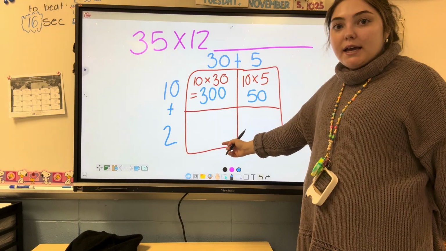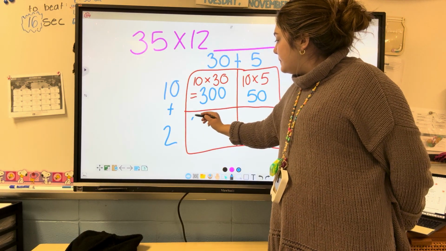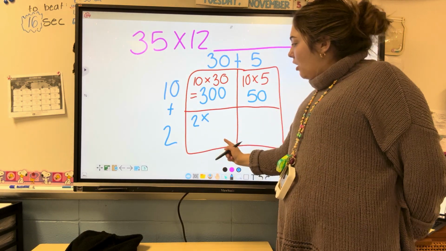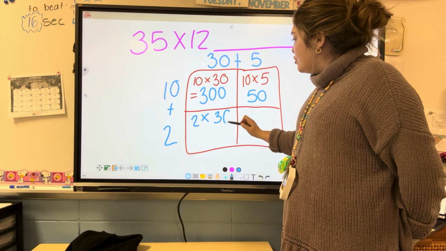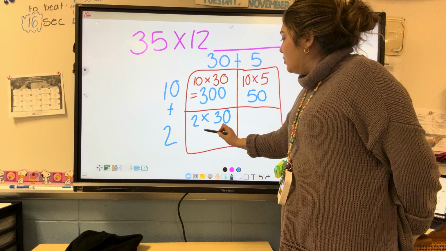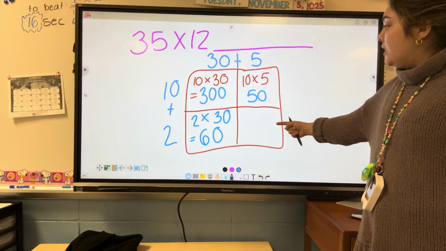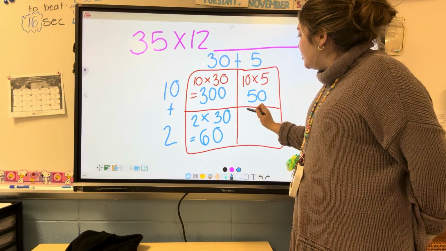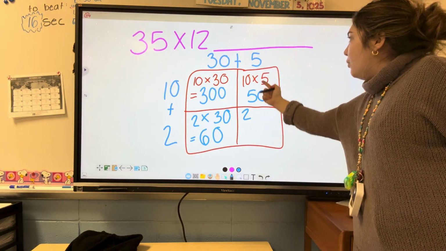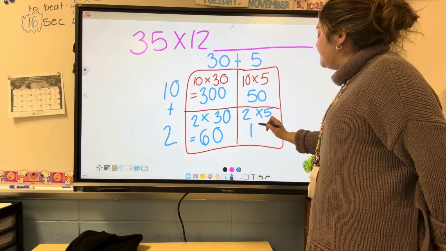I come down here. Again, I look all the way to the left. I have a 2. Look all the way to the top. I have 30. 2 times 30 is going to give me 60. Okay? In this box, I go all the way to the left. I have a 2. Look all the way up. I have a 5. I know 2 times 5 is 10.